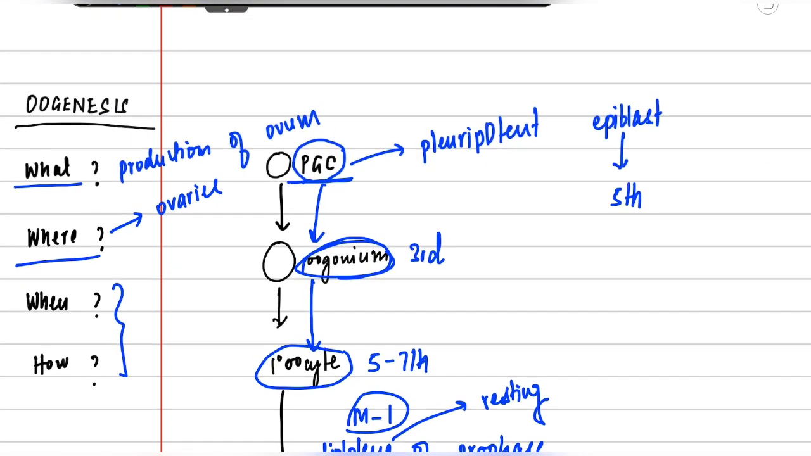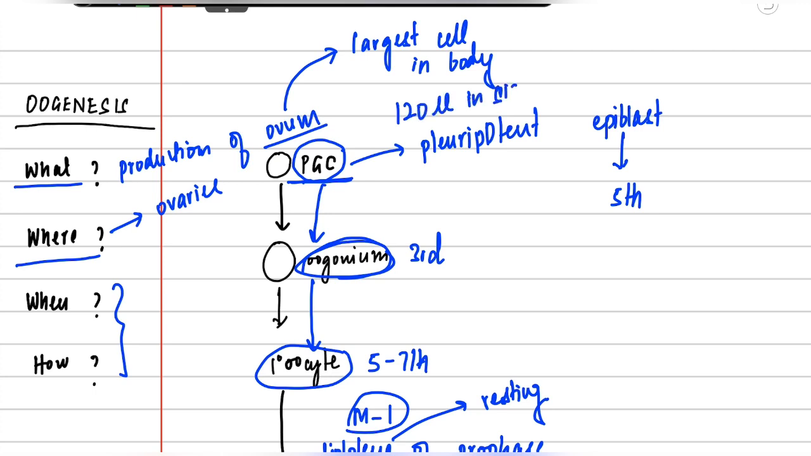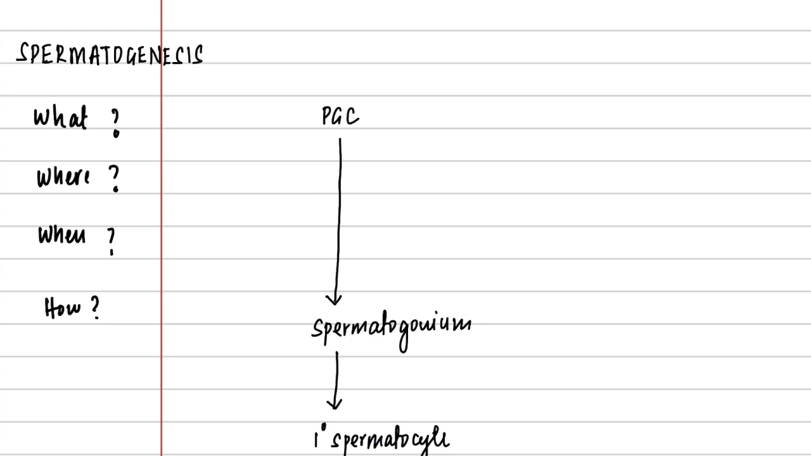So let us learn something interesting about the ovum. Ovum is the largest cell in the body. It's about 120 microns in size. Next, we are going to be learning about spermatogenesis.